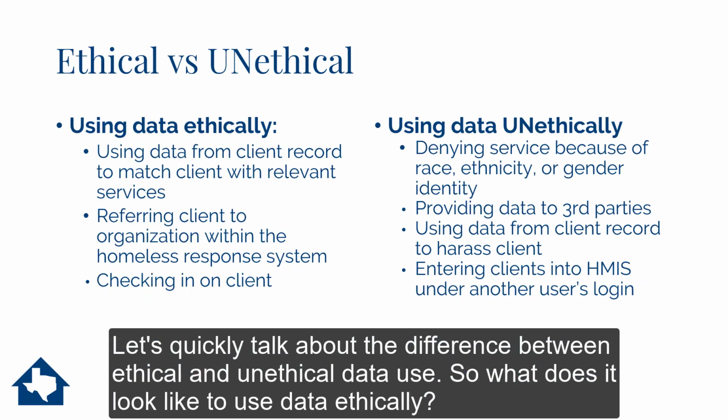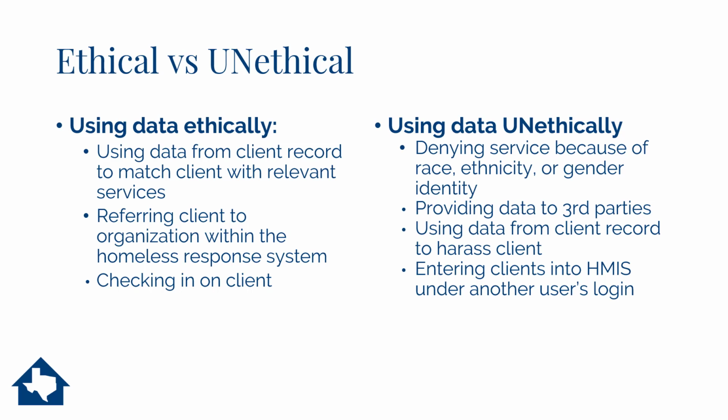Let's quickly talk about the difference between ethical and unethical data use. So what does it look like to use data ethically? We should use data from client records to match the client with relevant services and to refer the client to organizations within the same homeless response system and to check in on clients. Using data unethically looks like denying services because of race, ethnicity, or gender identity, providing data to third parties, using data from client record to harass clients, and entering clients into HMIS under another user's login.